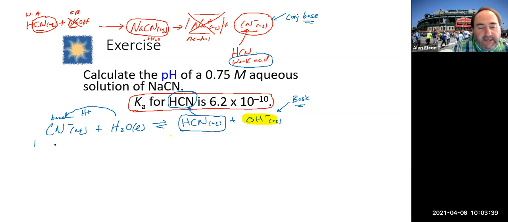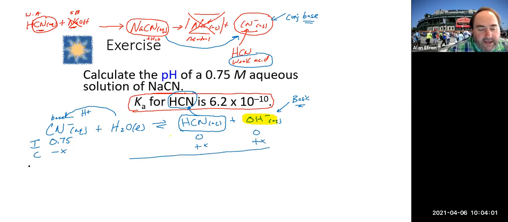So initially here, we're just going to do an ICE table. We're going to go with 0.75 molar, as obviously this is a 1-to-1 relationship between these two, and that is basically how much cyanide we're starting with. We're going to do a 0 and a 0. This is going to be a minus x, plus x, plus x, which means at equilibrium, 0.75 minus x, x, and x. Any questions on the ICE table here?